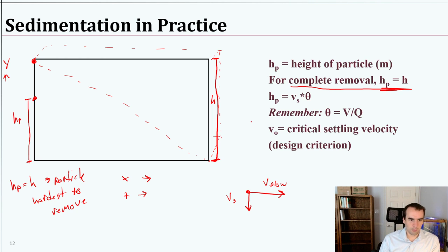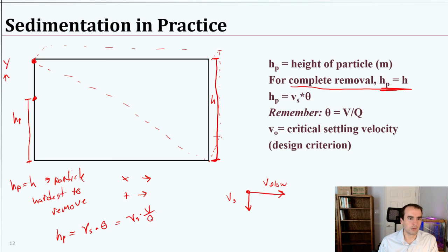So given that, we're going to say that HP is equal to the velocity term times the amount of time the water spends inside the system. So the height of the system, if we're designing the height, needs to be equal to VS, that terminal velocity that we calculated based on the particle, times the hydraulic retention time. This is the same thing as saying VS times V over Q.